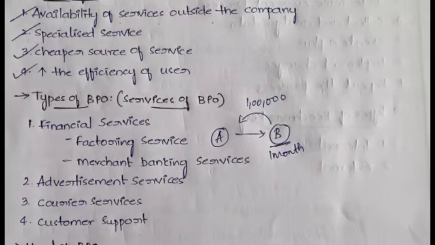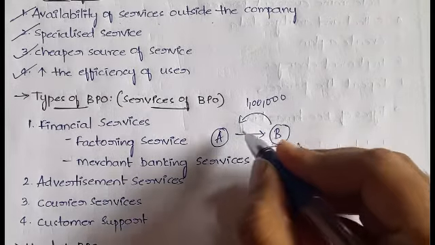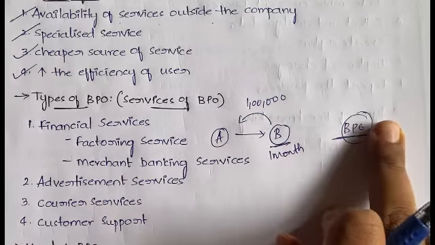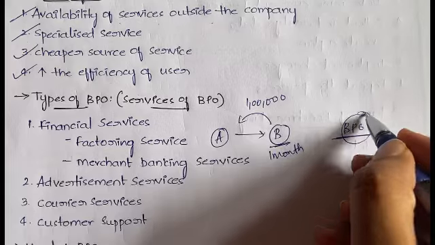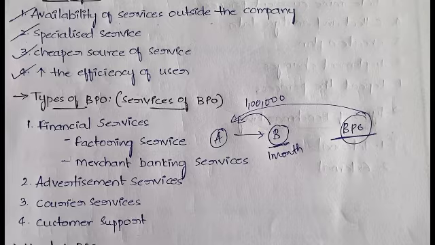In that case, A wants money immediately, right? So B cannot give money immediately, but A wants money immediately. Then in that case, what happens? They both will approach a BPO. This BPO will be sponsoring money, so this BPO will be paying money to A. Done. So the requirement of A to get money immediately has been fulfilled.